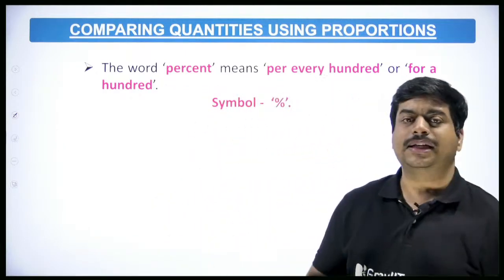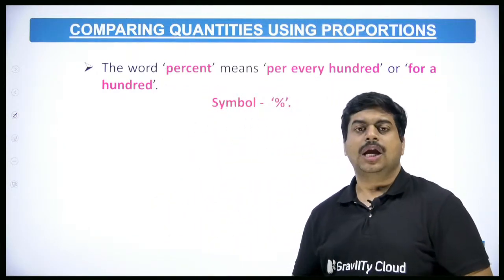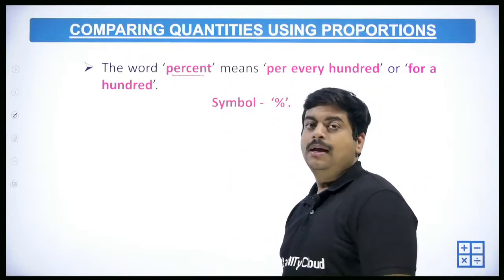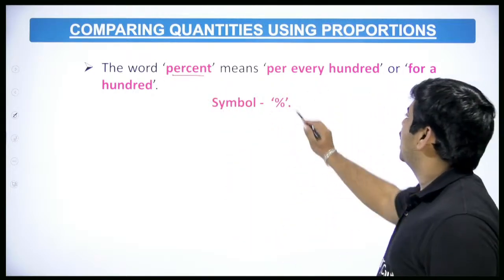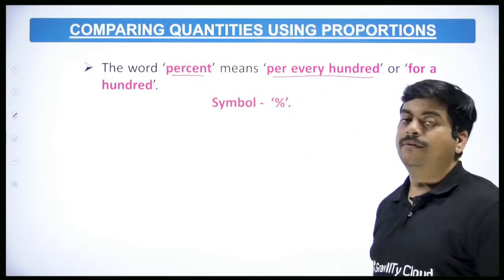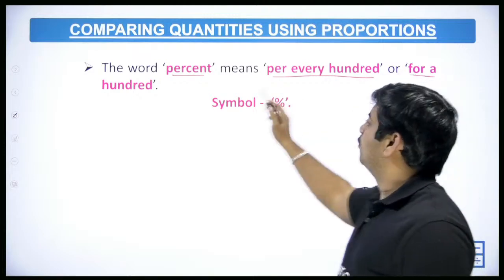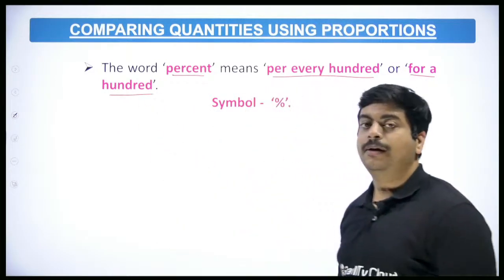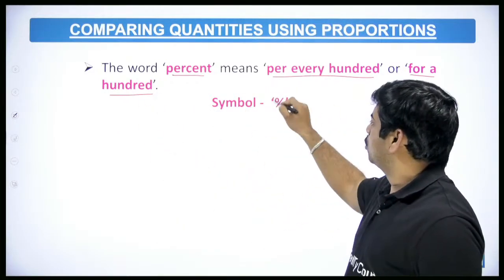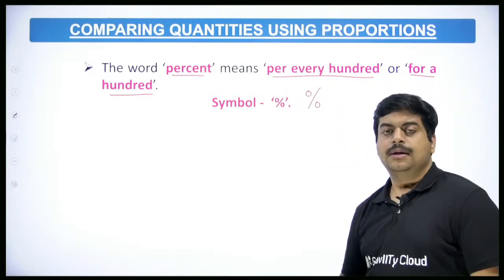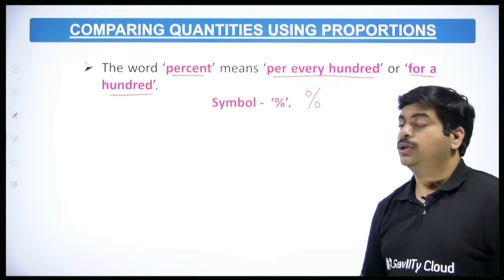So what is a percentage? When we compare quantities, sometimes we compare with percent. The word percent means per every 100, or for 100. This is the symbol we use for a percentage. So it is per 100.